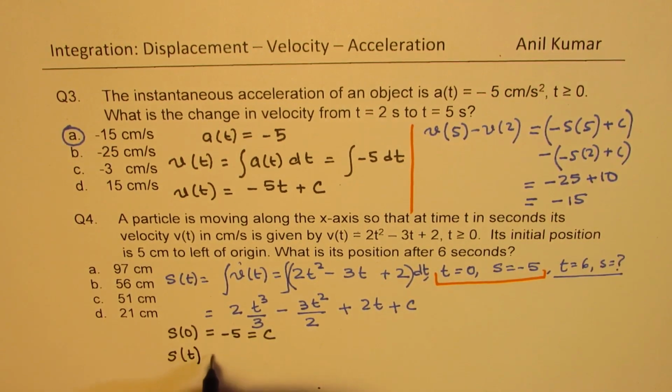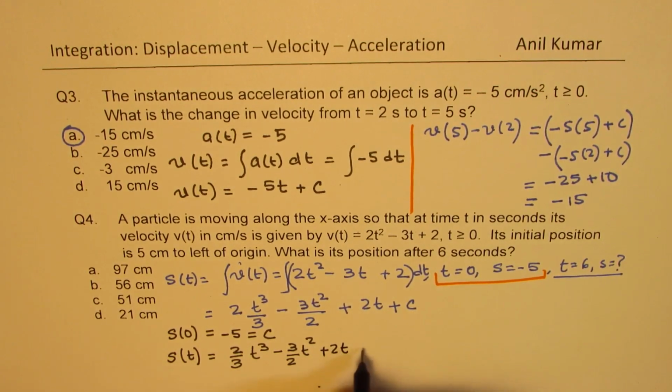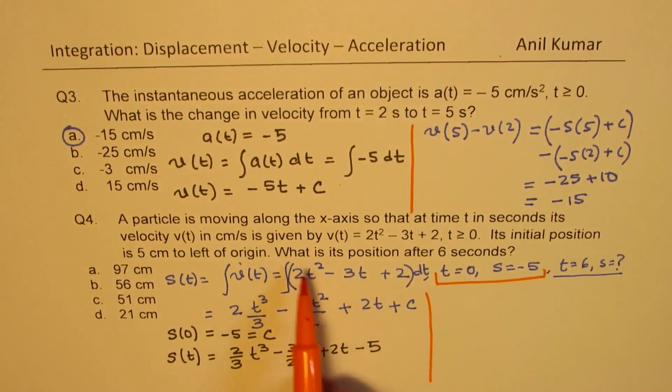So s of t is equal to 2 by 3t cubed minus 3 by 2t squared plus 2t minus 5. That is the expression for displacement. Now what is the position after 6 seconds? So we'll write 6 here and calculate.